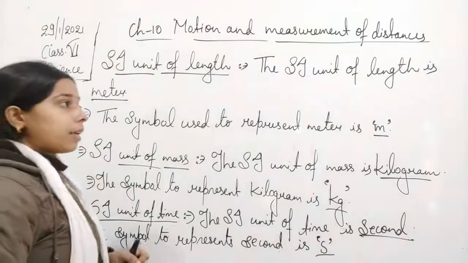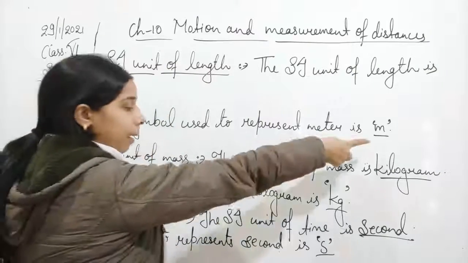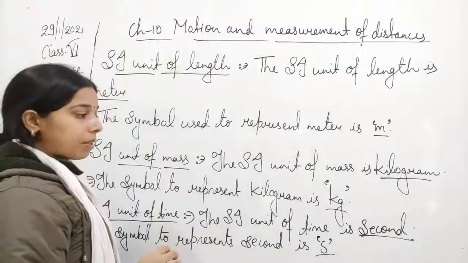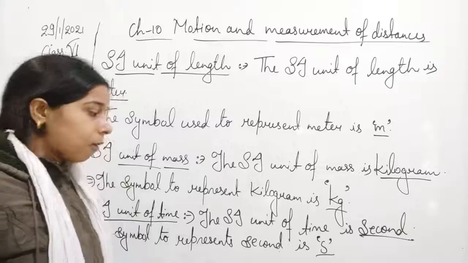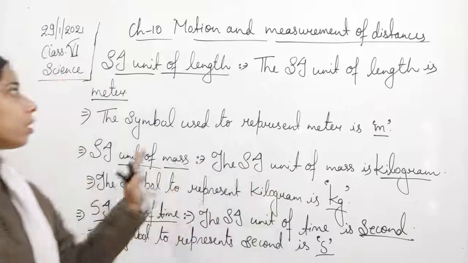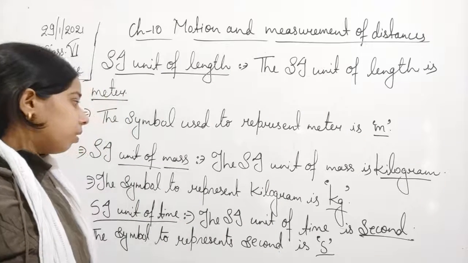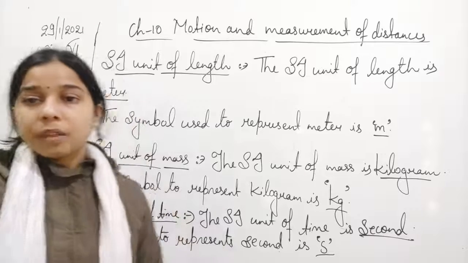So the SI unit for length is meter, which is represented by m. The SI unit of mass is kilogram, represented by kg, and the SI unit of time is second, which is represented by s. So these are the different SI units of mass, length, and time.